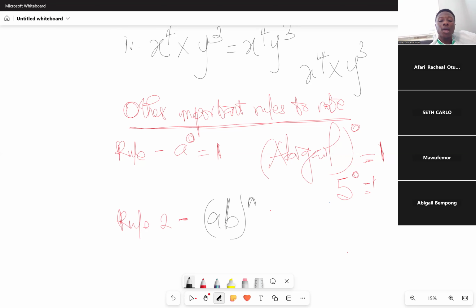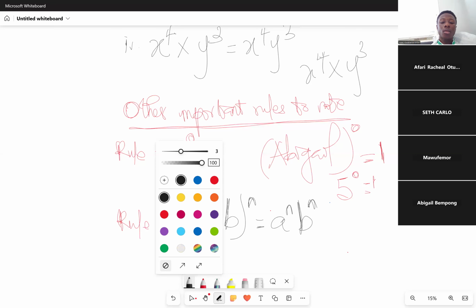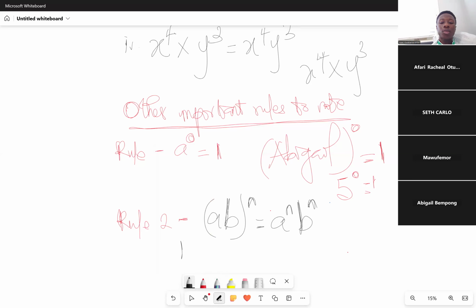So when you have two terms with an index, what happens is that the index affects each of them. So the A will be affected by the index and the B will be affected by the index. That's not rocket science. An example is here.